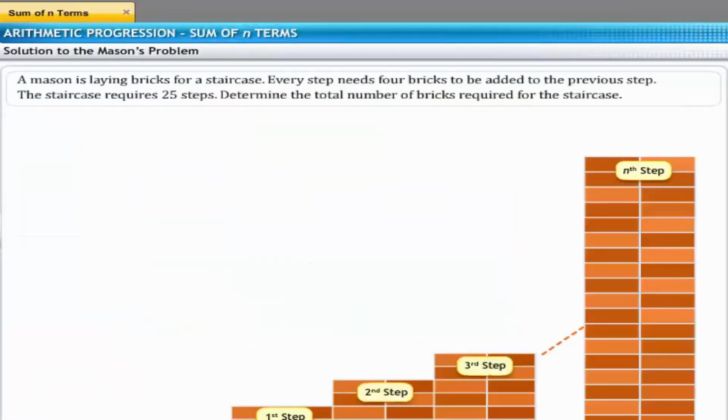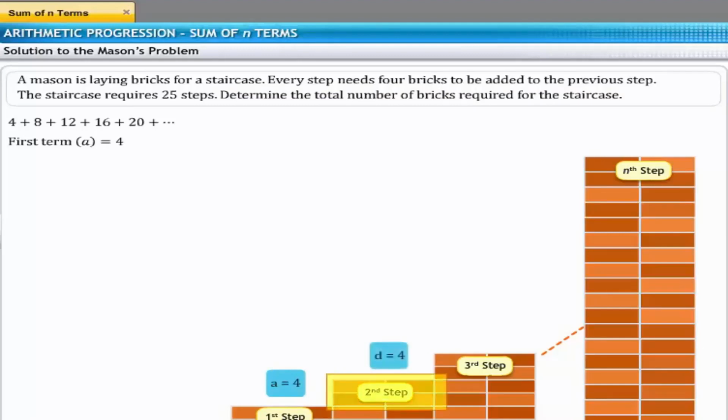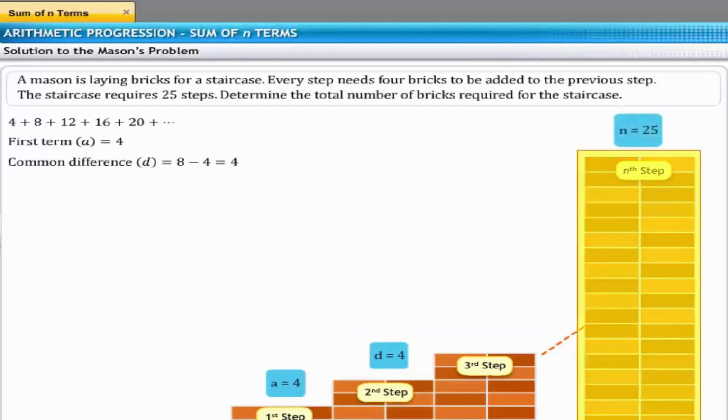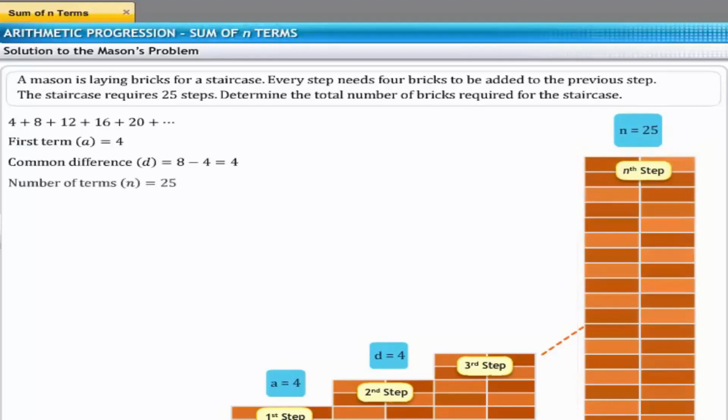Remember the mason's problem? Using the formula for the sum of n terms, you can now determine the number of bricks to be ordered for the staircase. You can see that the number of bricks in the staircase forms an AP. According to the given data, the first step will have 4 bricks. Therefore, the first term A equals 4. Common difference D is 4, and the total number of steps in the staircase equals the number of terms in the progression, n, which is 25.